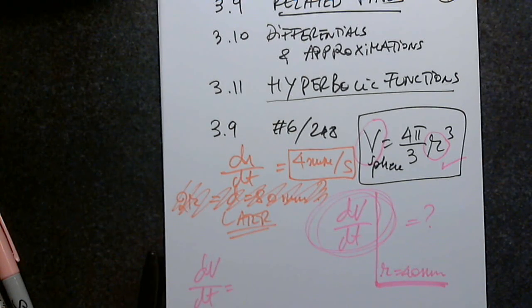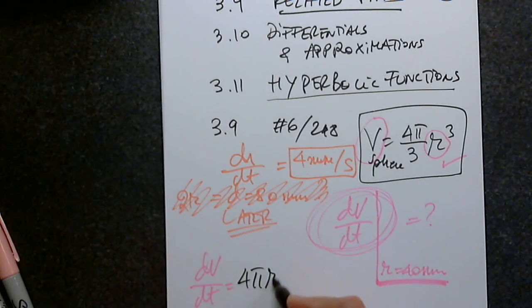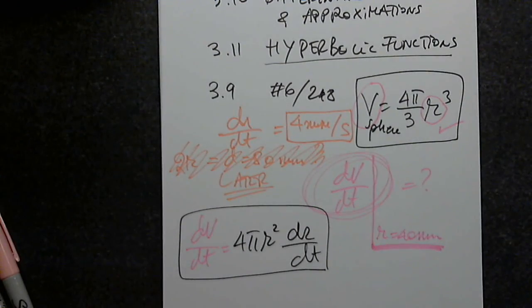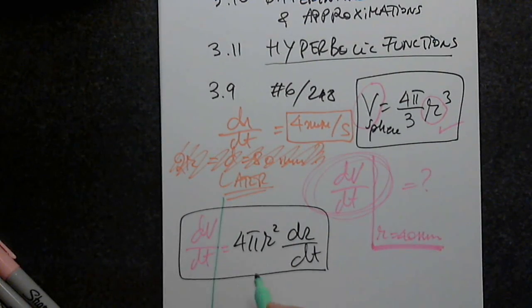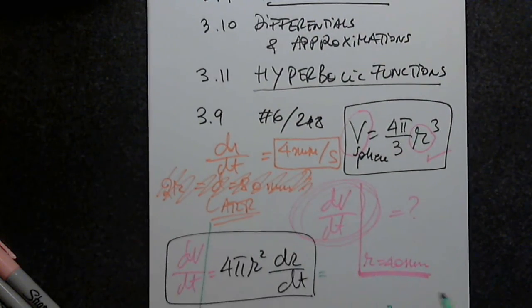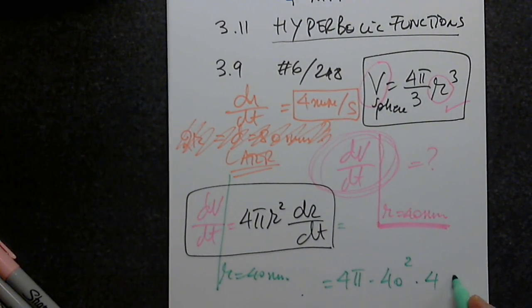Yes? dV dr over dt. Excellent. 4 pi r squared dr over dt. Do we understand this? Do we have any questions on it? Is this okay, everyone? Now I have the formula, I have the function, I have the derivative. So then when r equals 40 millimeters, I have no problem with 4 pi 40 squared dr over dt times 4. And you will give me the measurement unit in a second.